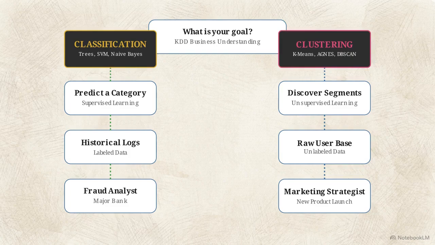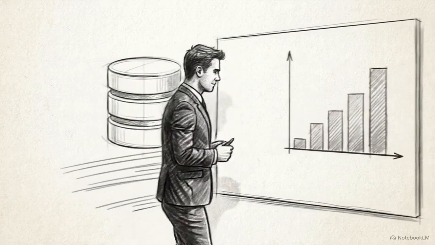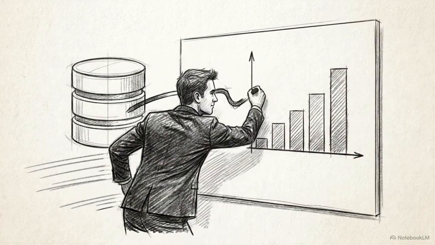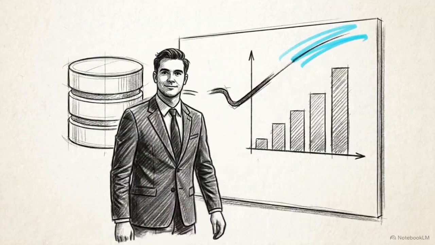They have a massive user base, but no idea how people will actually use the new features. Because the market segments are unknown, an exploratory model is necessary to discover how users are naturally grouping themselves. Success doesn't come from picking the most advanced math. It comes from picking the architecture that mirrors your data constraints and your business goals.